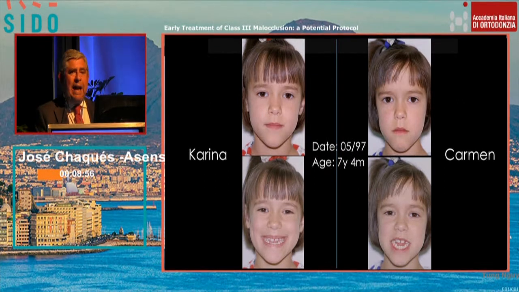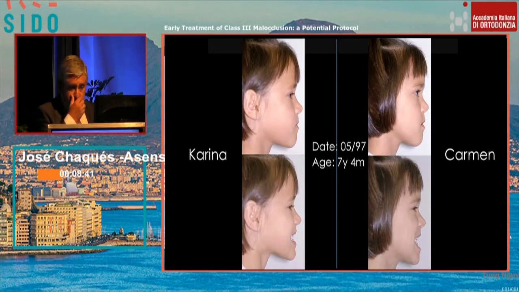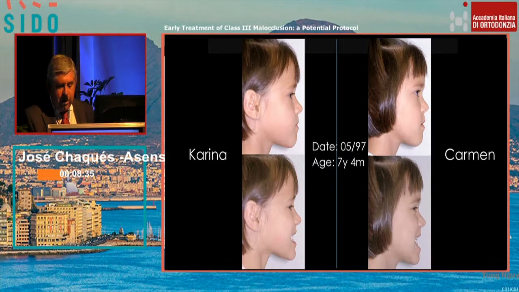Karina is a lighter case within the severity of the case. They're both class 3 dolichocephalic types, skeletal and open bite. In the case of Carmen, everything is more severe from the skeletal and dental points of view. We see from the lateral view all this convexity of the mandibular contour where there's no labiomental fold, where the whole thing is projected forward.